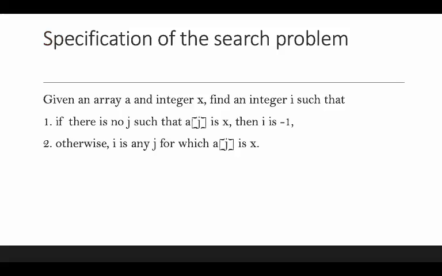Specification of the search problem. Given an array A and integer x, find an integer i such that if there is no j such that A[j] is x, then i is -1. That is, if the search is unsuccessful, it returns -1. Otherwise, i is any j for which A[j] is x, and then it is a successful search.